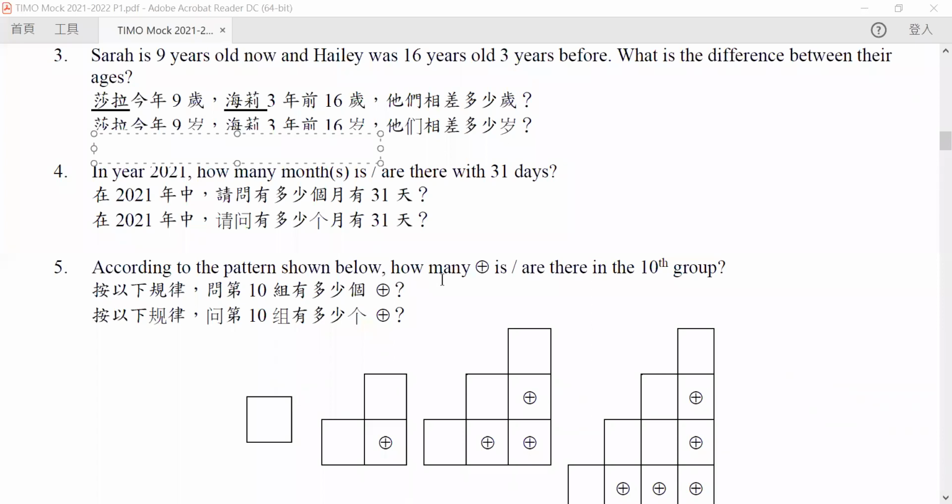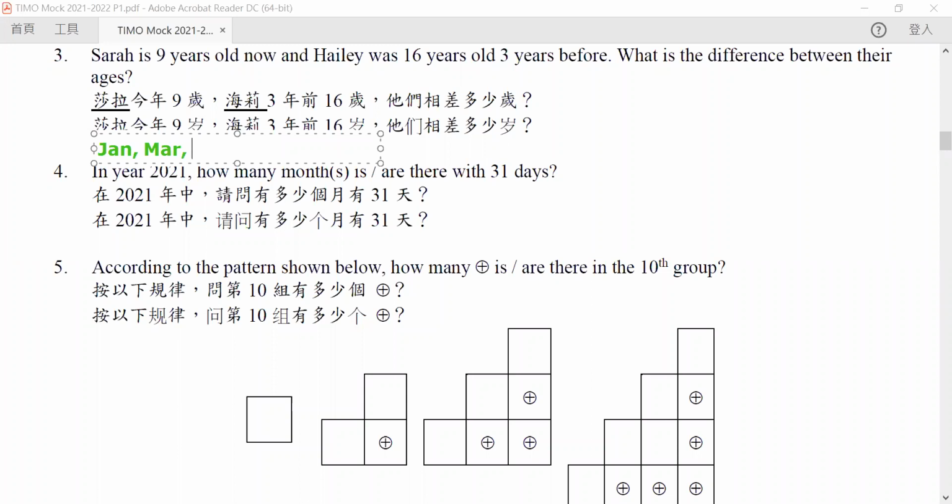So we know that January is 31 days. Now February is not 31 days. It is usually 28, but if it is a leap year, then it will be 29. So February is not 31 days. And the next one will be March. Then April is always 30 days.